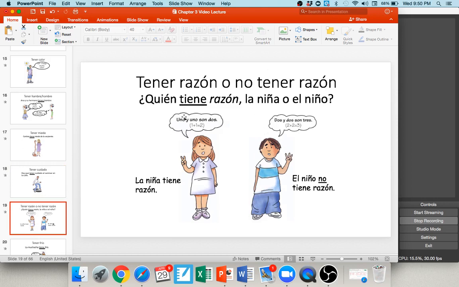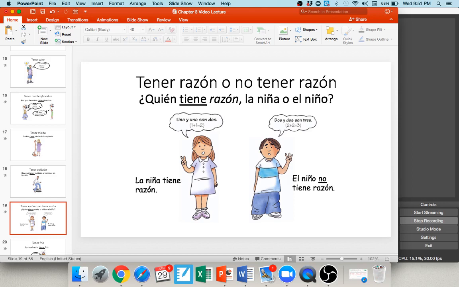Another very common use of tener here is tener razón. Remember that the Z makes an S sound in Spanish, so we say tener razón, to have reason literally, or to be correct. So it asks you here in the question, ¿Quién tiene razón? ¿La niña o el niño? So hopefully you remember from our previous lesson that ¿quién means? What's that? Uh-oh, you better sing your song. Por qué, why, cuándo, when, qué, what, dónde, where, cuánto, how much, cómo, how, and quién means. Hopefully you're saying, who. Okay, so quién, who, tiene razón. Who has correctness, or who is correct in this case? La niña, the little girl, o el niño, the little boy.